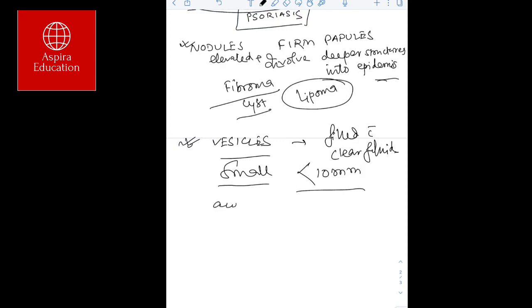Where can we find vesicle? We can find vesicle in many places. Chicken pox, there we can find vesicle. Herpes, we can find vesicle. Acute allergic contact dermatitis, we can find vesicle.